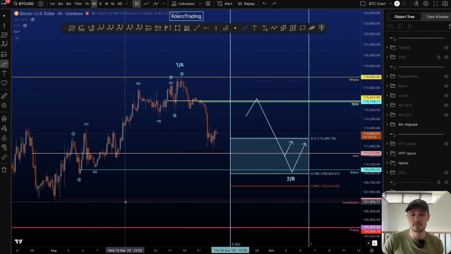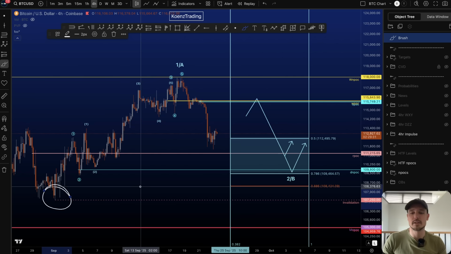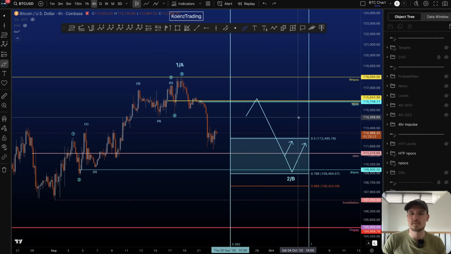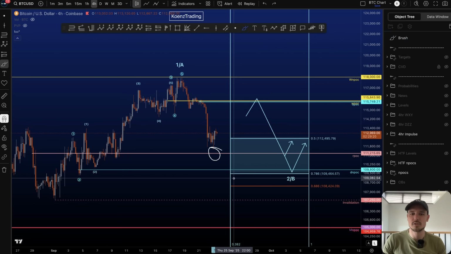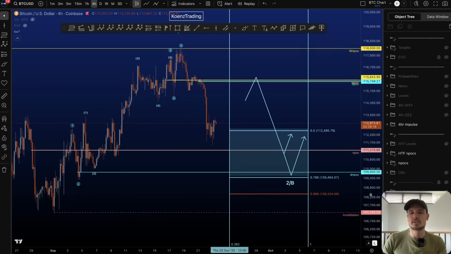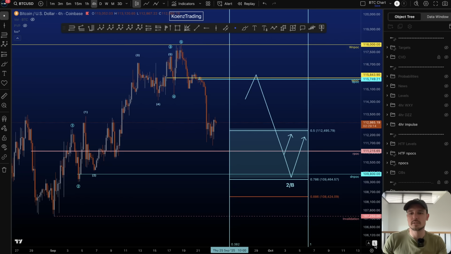Now the invalidation is very simple. That is this low here at 107.2K. You can see the areas of interest that I have here on my chart. To the upside, resistance here at 115.8, and to the downside you can see two volume levels that I find interesting as well. The volume levels are generally my favorite support or resistance levels.